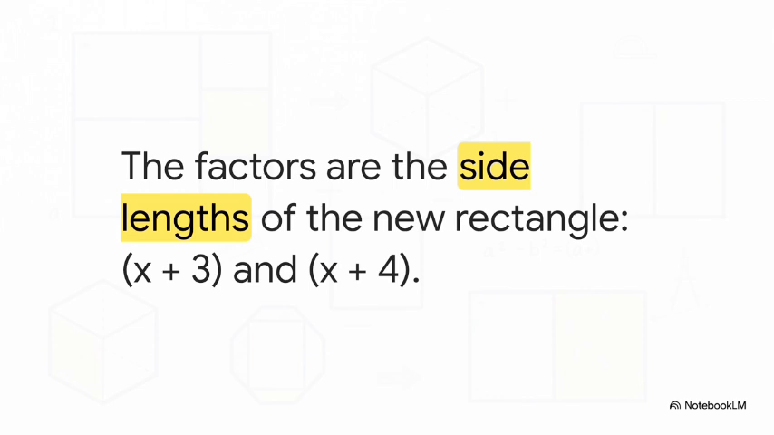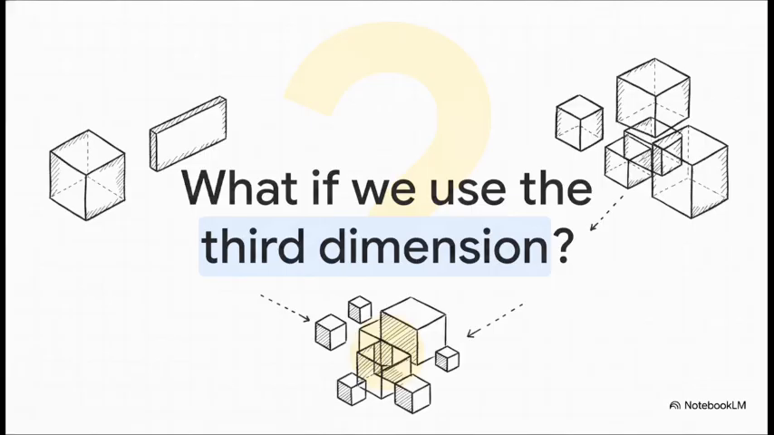This is a total game changer, right? Factoring an abstract algebraic expression is literally the exact same thing as finding the physical dimensions of a rectangle. You aren't just crunching abstract math, you're essentially doing geometric construction. So, what happens if we take this into the third dimension?